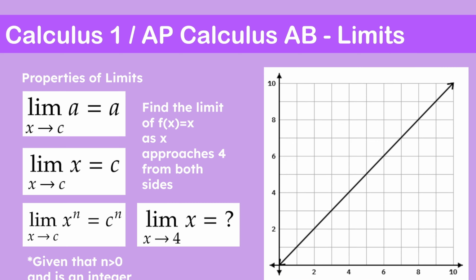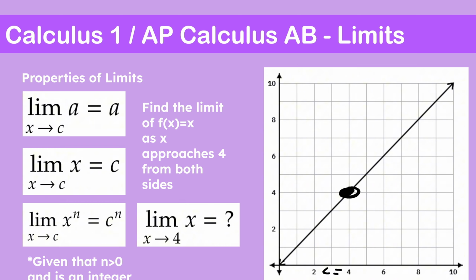Okay, next slide. For this next one, it says that the limit of x as x approaches c is going to be c. To see that, let's say we have some function f of x equal to x as x approaches 4 from both sides. We're looking at c equals 4, so 4 is right here, and we're trying to see what value the function approaches as we get really close to 4.